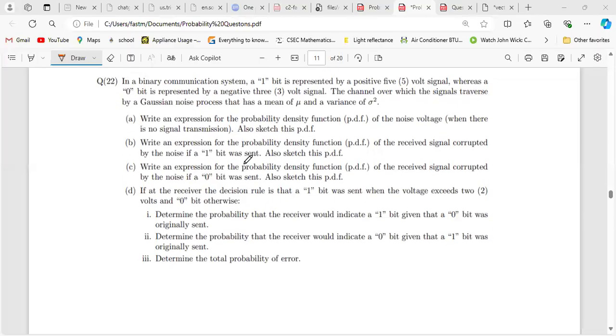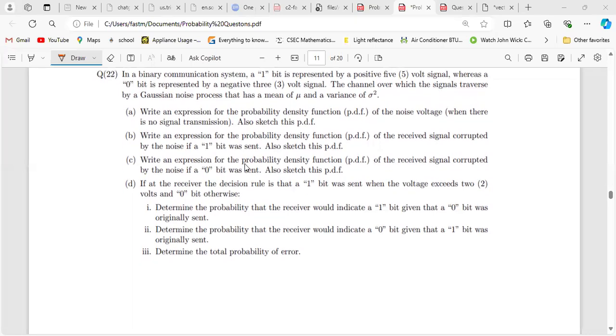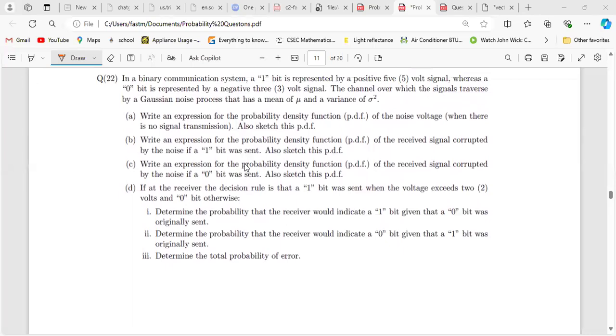All right, so let's continue with the question. Part A: write an expression for the PDF of the noise voltage when there is no signal transmission. Okay, let's break apart this first paragraph here.